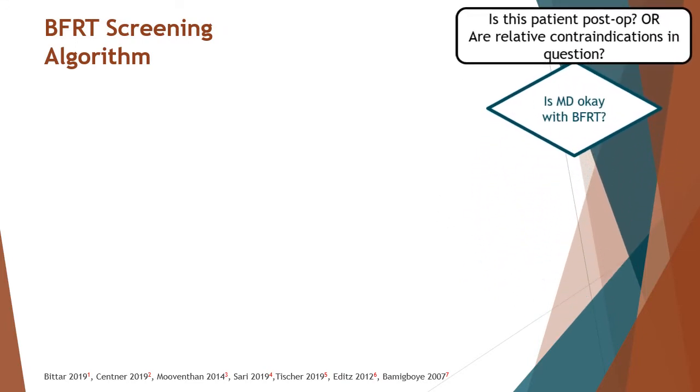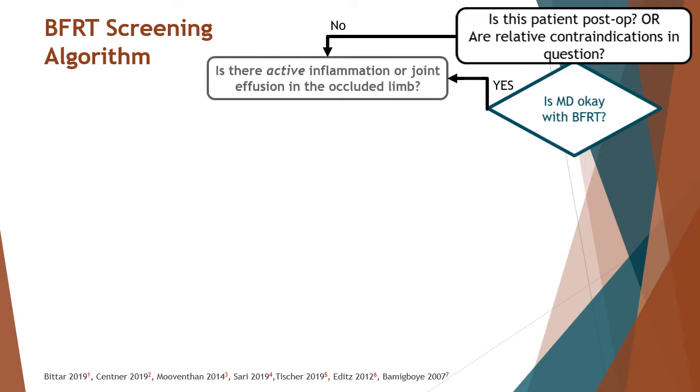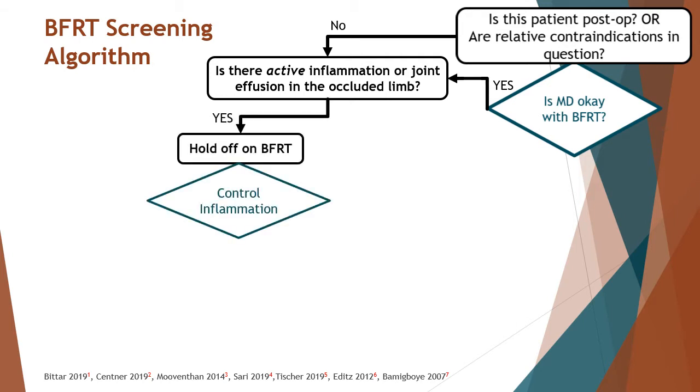Okay, and then based off what the MD says or what their decision is, so if they're not post-op or if there's relative contraindication, or there are no relative contraindications that are in question, then you would proceed. If the doctor says yes, based off the discussion that you have with him or her, is there active inflammation or joint effusion in the occluded limb? If yes, hold off from BFR and control the inflammation.